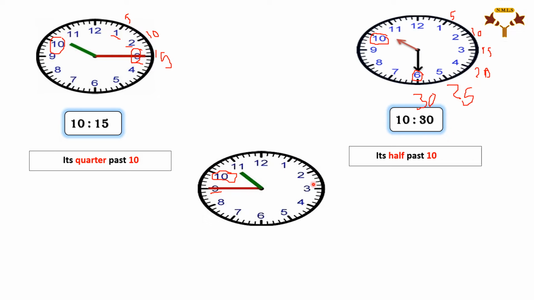5, 10, 15, 20, 25, 30, 35, 40, and 45. Then it will be 10 and 45 minutes. Okay, 10 and 45 minutes. If I want to write it by using analog, it will be quarter to 11. Okay.